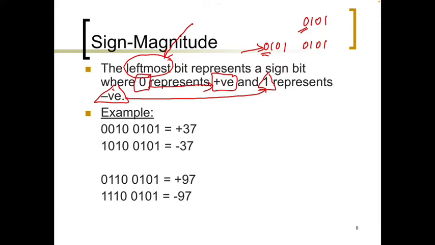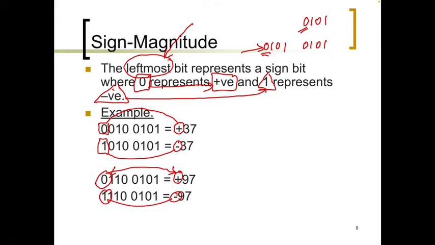We have an example here. For positive, as you can see, we use 0, and for negative, we use 1. It is similar with this second example: positive is 0, and negative will be 1. So it is an easy concept. If you want to represent negative, use 1 at the leftmost.